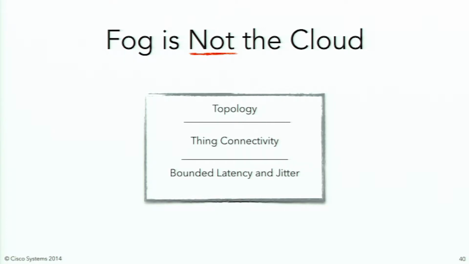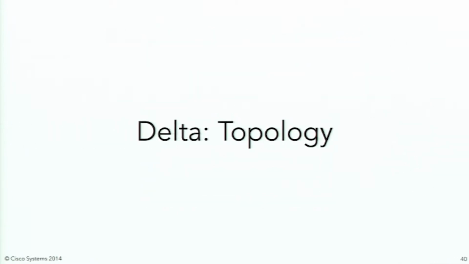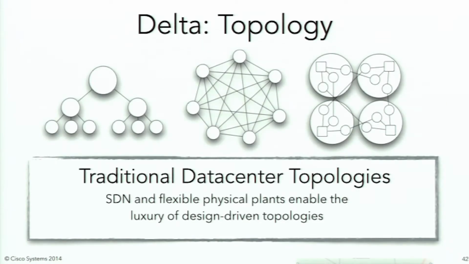Here are the problems, and there's a lot more than just these 3. These are the things where the delta is the biggest between fog applications and cloud applications. Topology is very different, and it has a big impact. Then thing connectivity, connecting to things. And because it's my favorite, bounded latency and jitter. It actually imposes a lot of limitations on how you orchestrate stuff. Okay, so let's talk about topology.